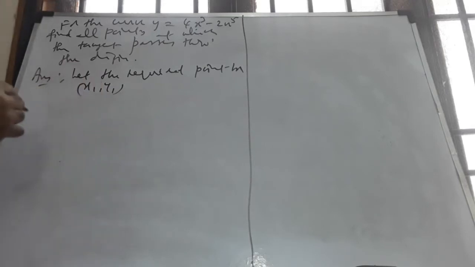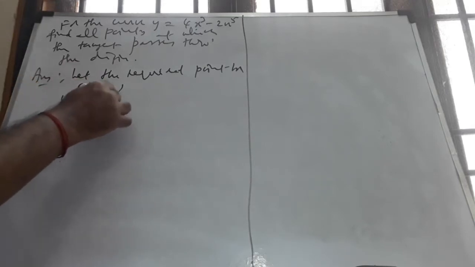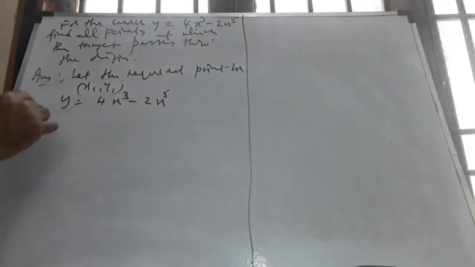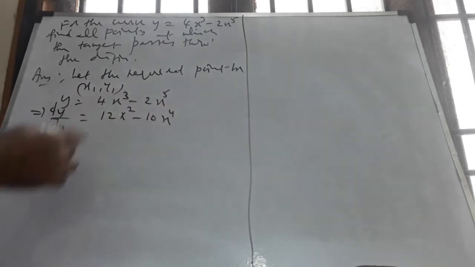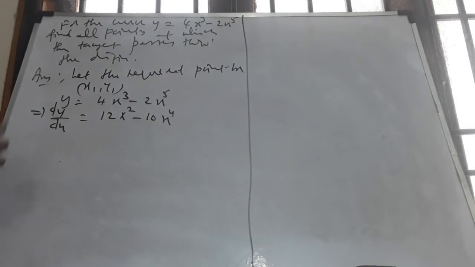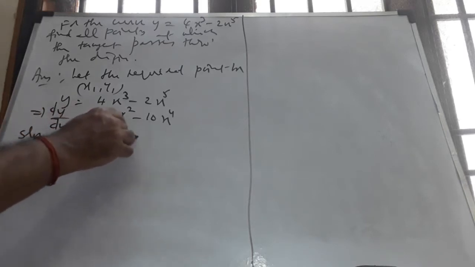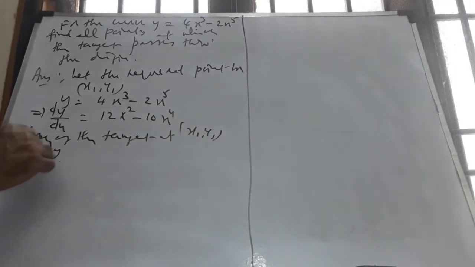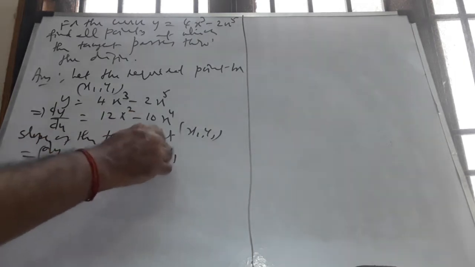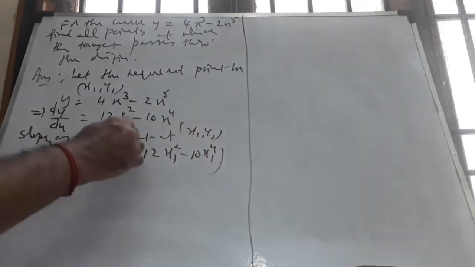(x1, y1). Now y is equal to 4x cube minus 2x power 5, which implies dy by dx is 12x square minus 10x power 4. 4 3s are 12, 12x square minus 10x power 4. It's correct. Now listen carefully. Slope of the tangent at (x1, y1) is equal to dy by dx at (x1, y1). This is equal to 12x1 square minus 10x1 power 4.